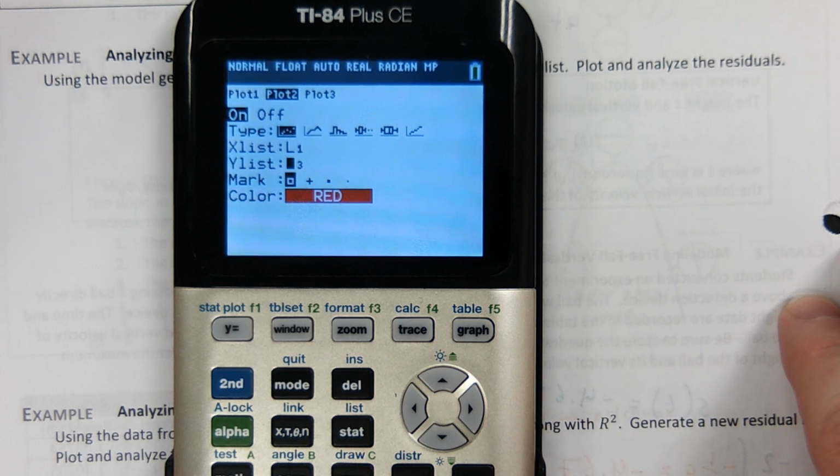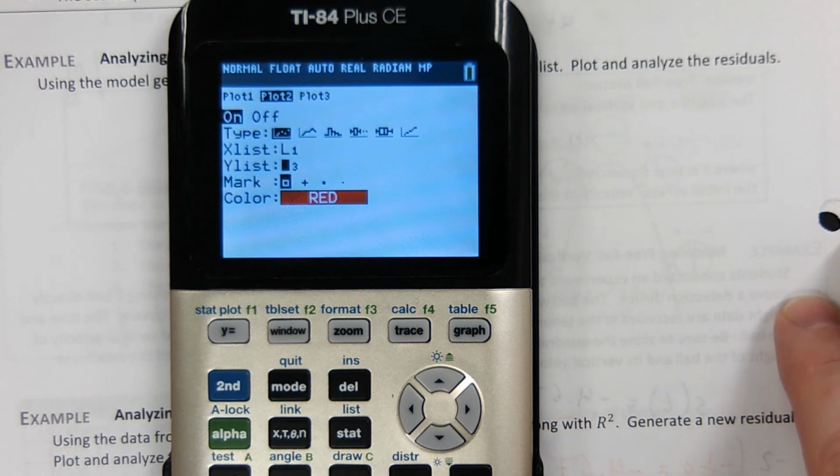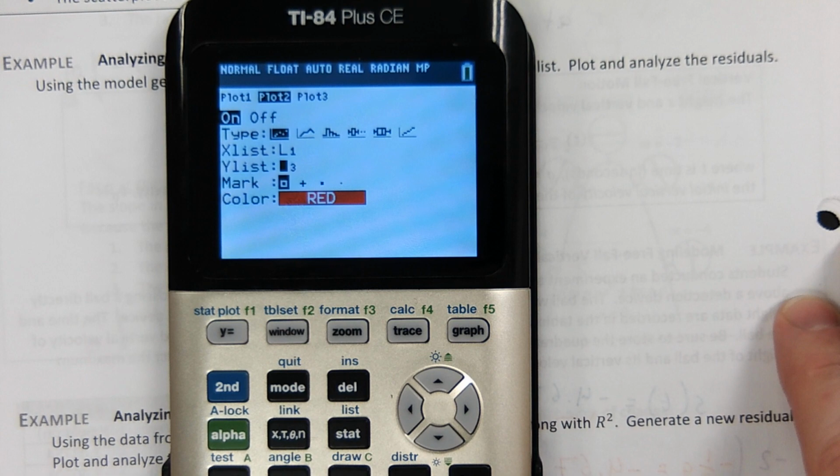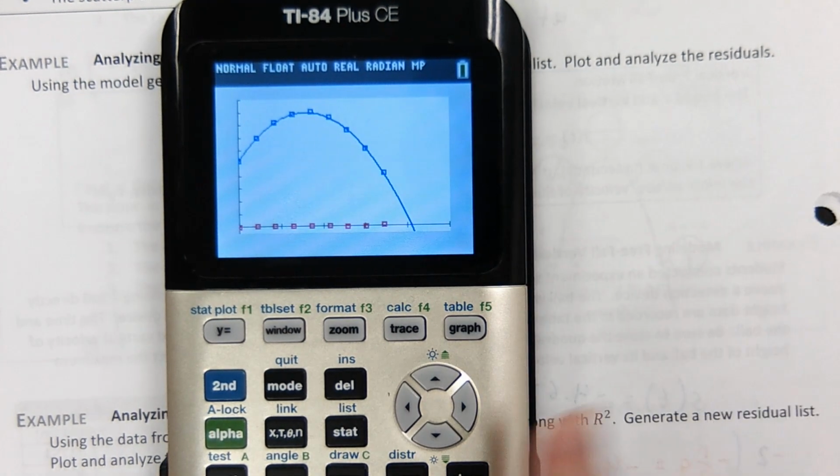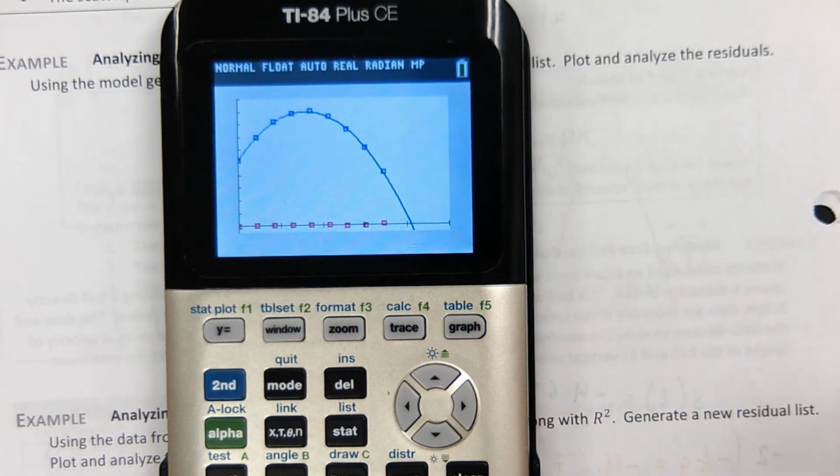To get rid of the things on the bottom? No, to get the things on the bottom. Yeah, you wanted these down here. They are the residuals.